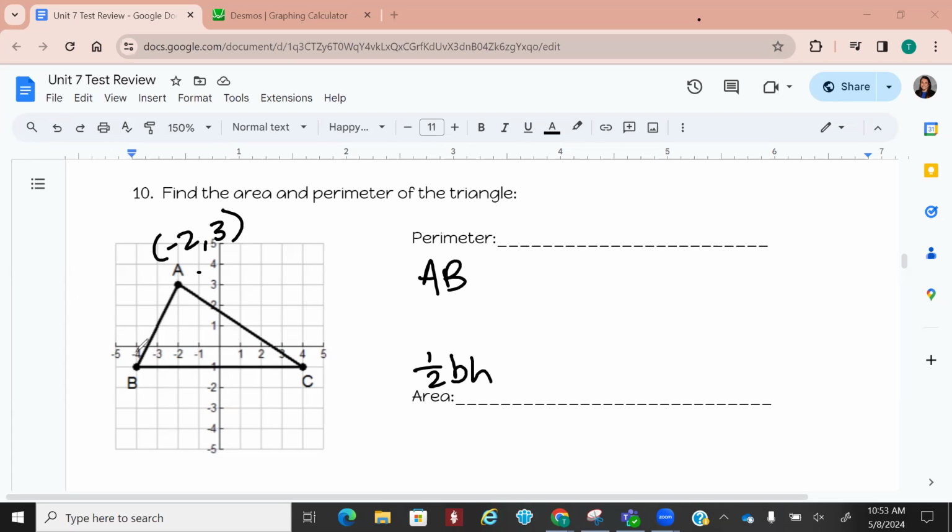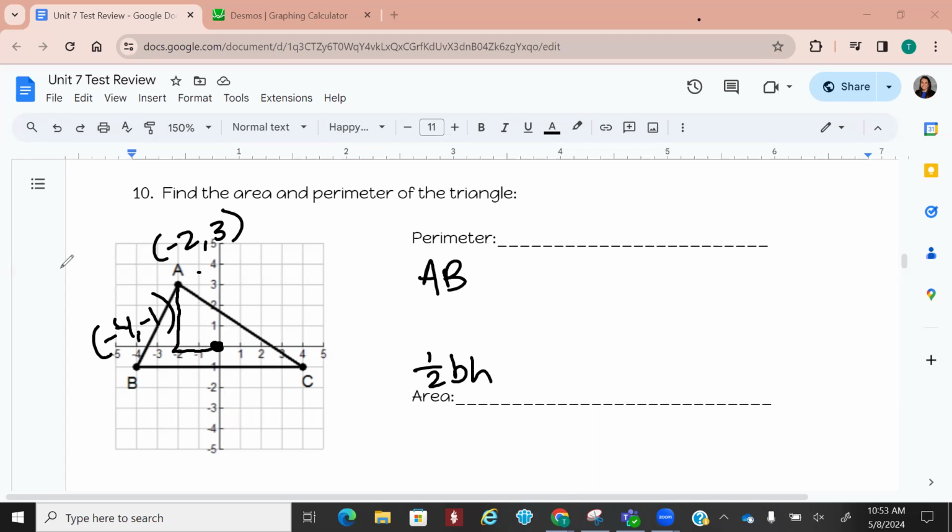What about B? -4, -1, right? No, the x's are always first, then the y's. Remember, we move left or right first. So let's say we start at 0, 0. We go to the left 2, up 3. So -2, 3.